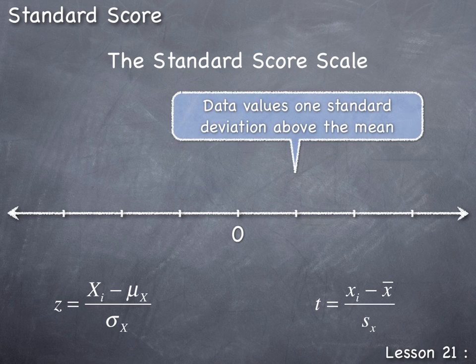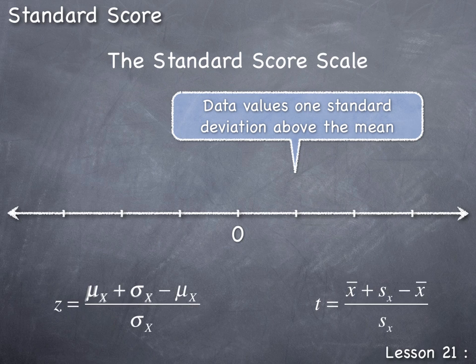So now let's try to find the position of a data value that is located exactly one standard deviation above the mean. In the population case, that would be the mean mu plus one standard deviation, sigma. In the sample case, it would be the mean x bar plus one standard deviation s. So data values that fall at this position can have their standard score calculated by plugging these values in for x in the standard score formula.